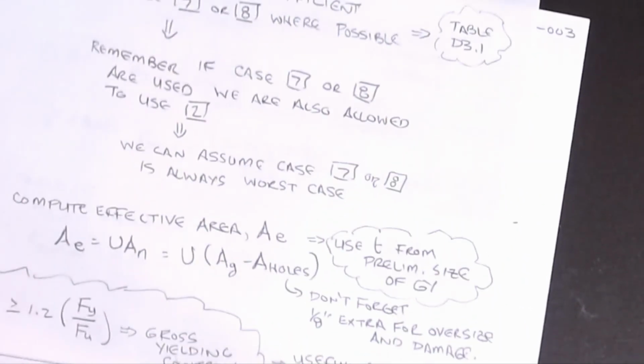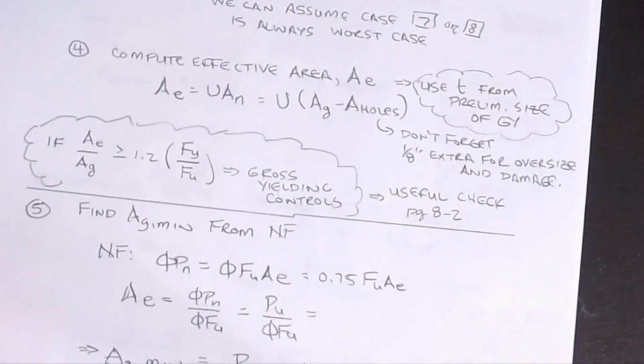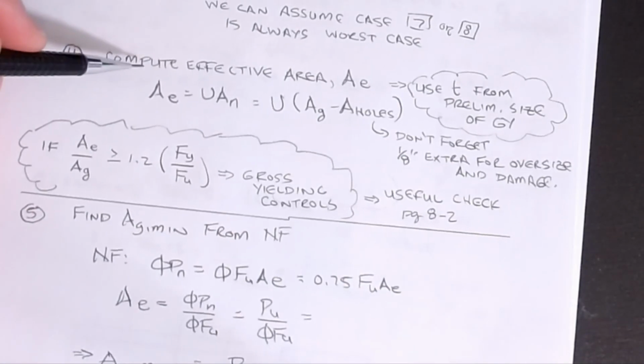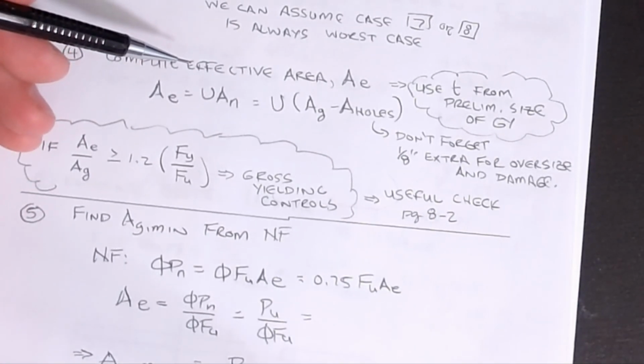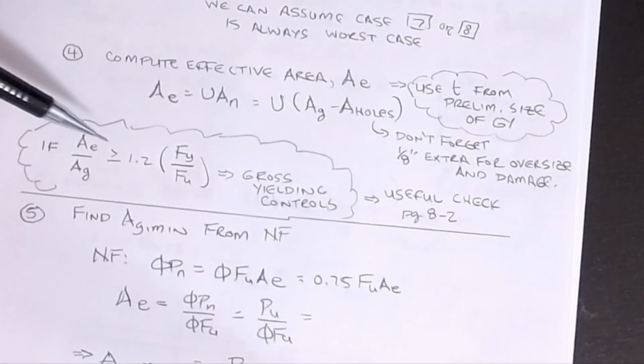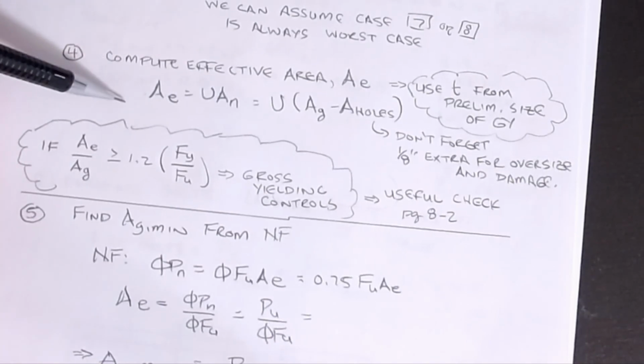Okay, and again, sometimes it's a good guess and sometimes it's not. Once I have that U value, now I can start getting a guess on the effective area. So we've chosen a member based off of AG min and R min. Once I have that, now I can calculate the effective area, because you do have to check net fracture on this.